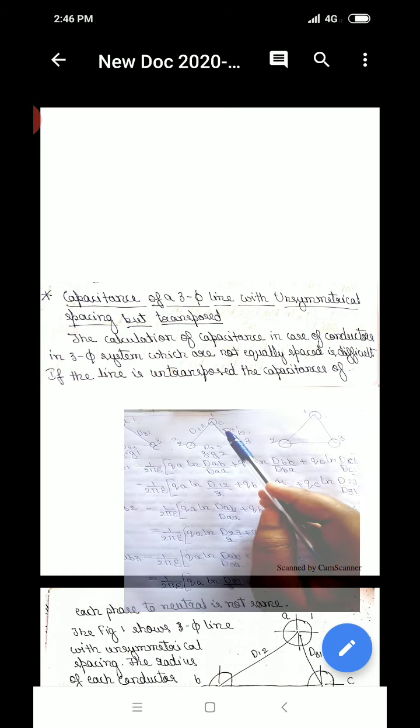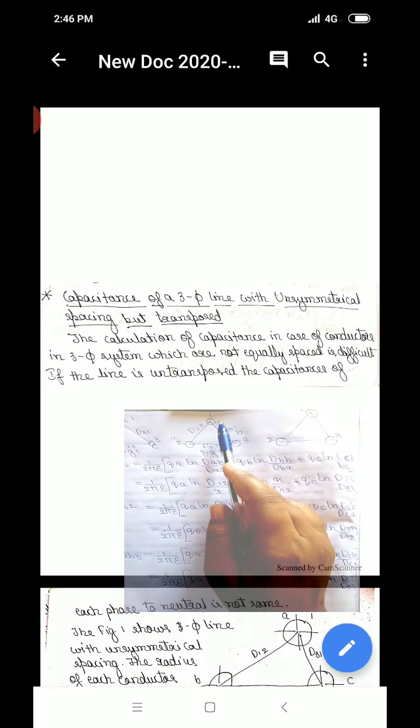Next, the distance between CB. What is the distance between CB? It is D31. The distance DCB is equal to D31. The distance between C and A is D12. That is what you mention here. Next, the same for figure 3.